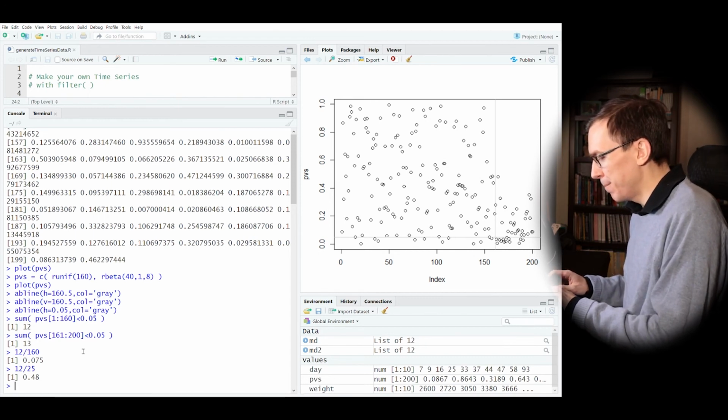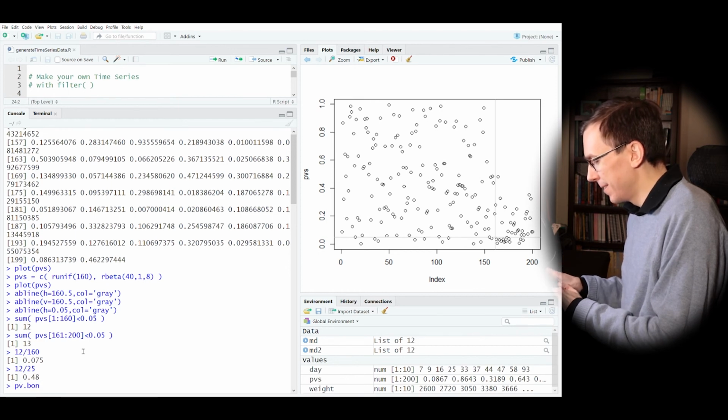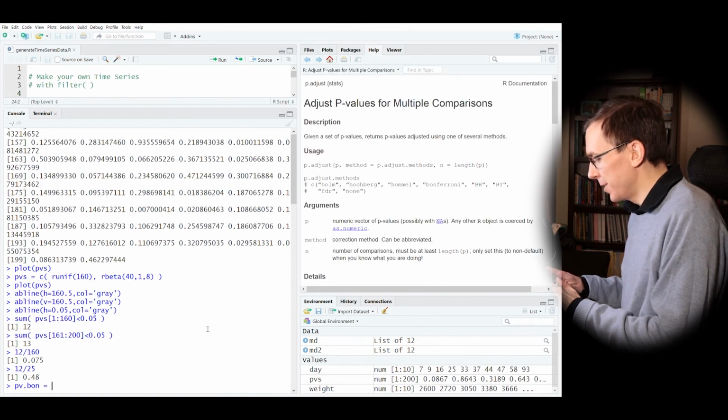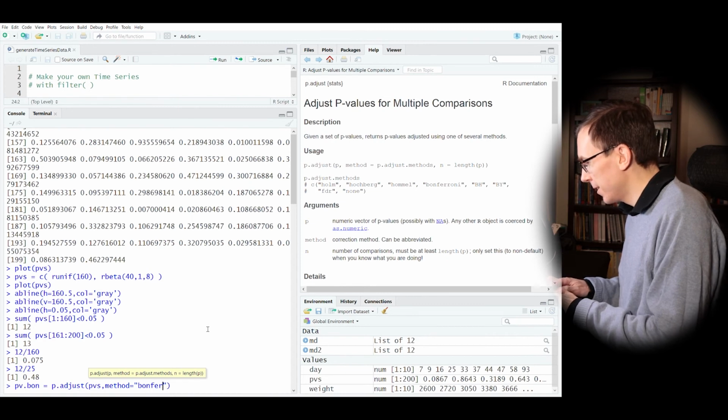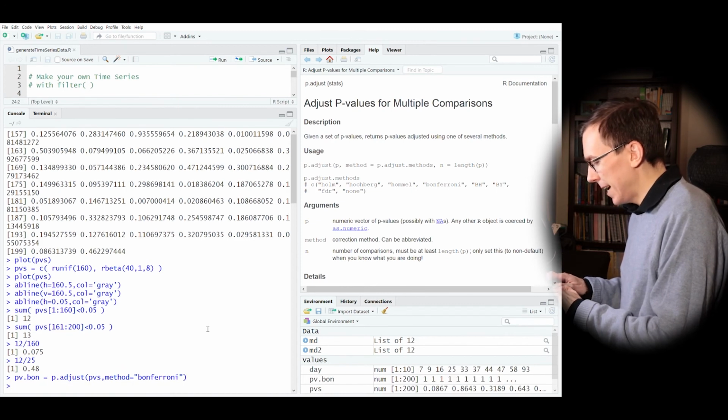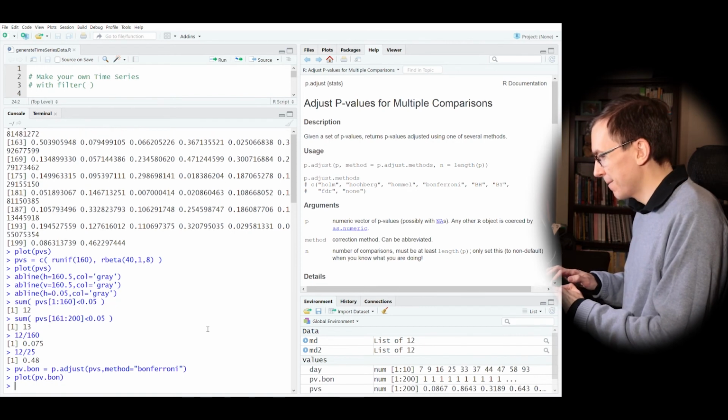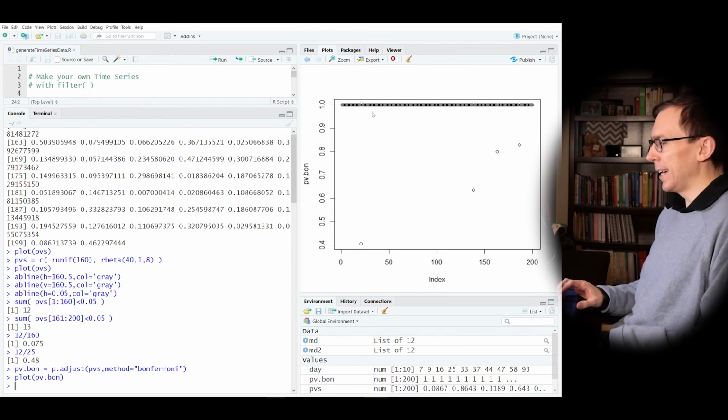So let's see what happens if we do p. We'll do pv dot Bon for Bonferroni. And then what we do is we go back to the documentation. What we need to do is say p dot adjust, give it our big group of p-values, and say, you know what, I want to be conservative today. I'm going to use the Bonferroni method. And now what do I get? Well, let's plot those just because it's fun to look at them and see what we get. Okay, so now they all get up to 1.